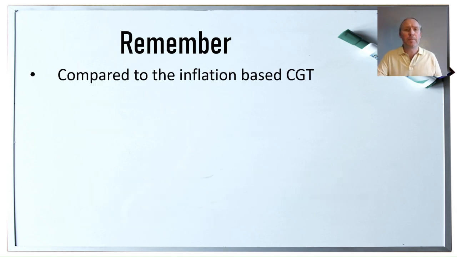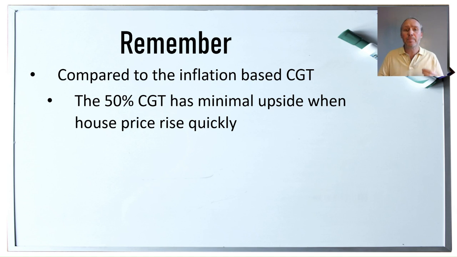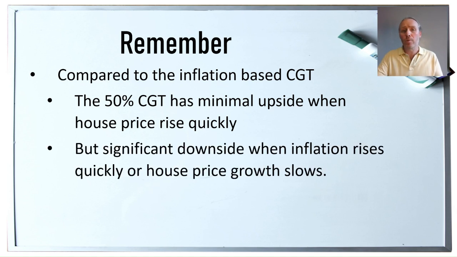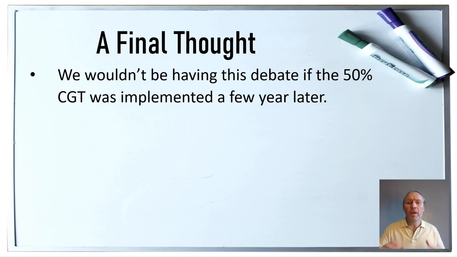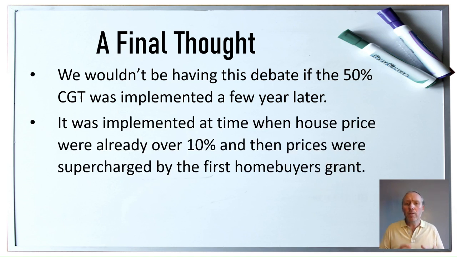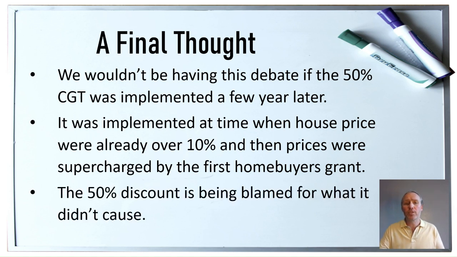Compared to the inflation-based capital gains tax, the 50% discount has minimal upside even when house prices are rising quickly, but it has significant downside when inflation rises or house price growth slows, or even worse, when both things happen at the same time. Just a final thought, we wouldn't be having this debate if the 50% discount was implemented a few years later. It was implemented at a time when the house prices were already growing at 10% and was then supercharged by the first home buyers grant. The 50% discount is blamed for what it didn't cause and what it actually can't cause.